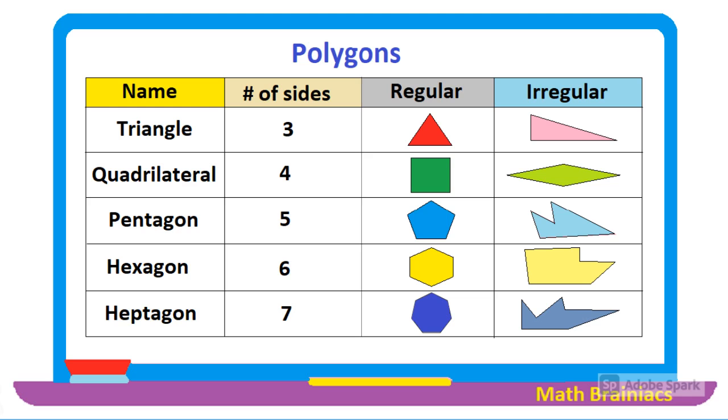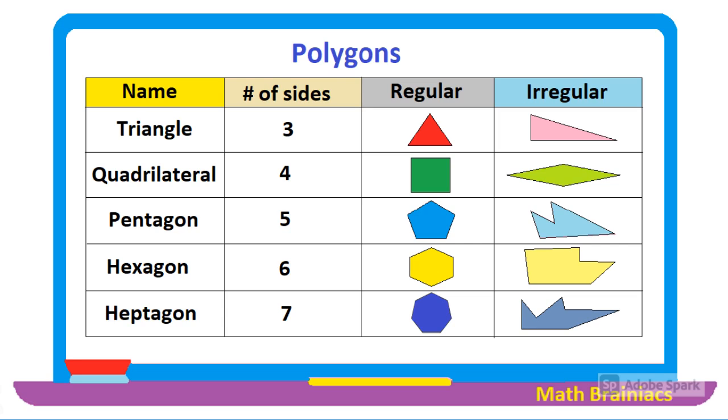Let us study the different polygons. If it is a triangle, it has 3 sides. If it is a quadrilateral, it has 4 sides. A pentagon has 5 sides, hexagon has 6 sides, and heptagon has 7 sides.